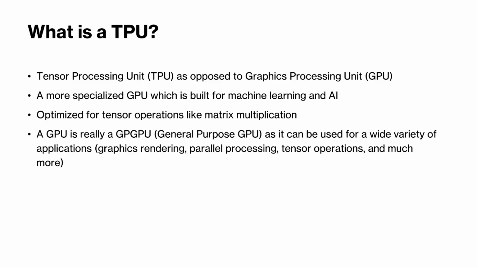And if we think about it, a GPU, as we think of it, is really a general purpose GPU, as you can use it for a wide variety of applications like graphics rendering in your games, parallel processing, tensor operations like TPUs excel at, and much more. So a TPU is basically a GPU that's not meant for anything except machine learning and AI applications.